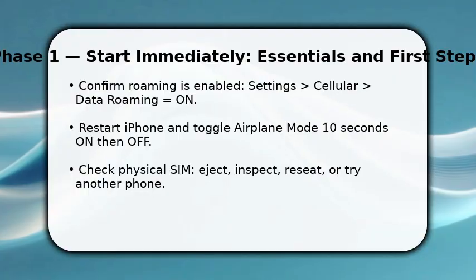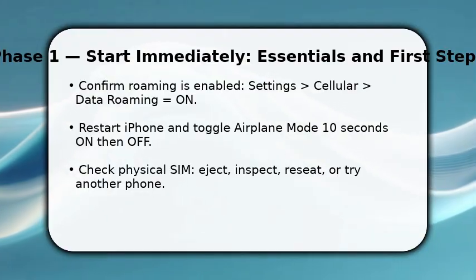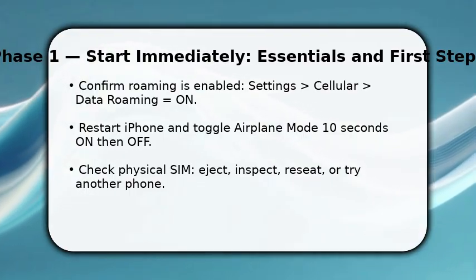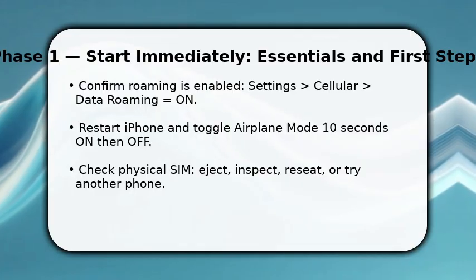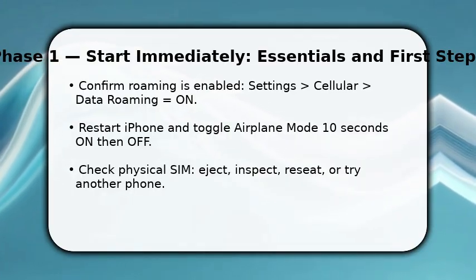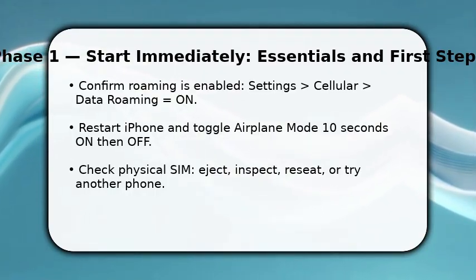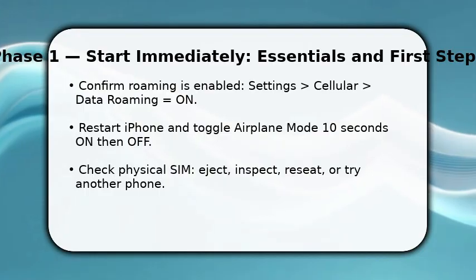Enjoy the video. You start immediately by verifying prerequisites. Make sure data roaming is enabled in settings and that you have an active roaming plan with your carrier. Next, reboot the iPhone and toggle airplane mode for about 10 seconds to force a fresh network search. This clears temporary radio glitches.